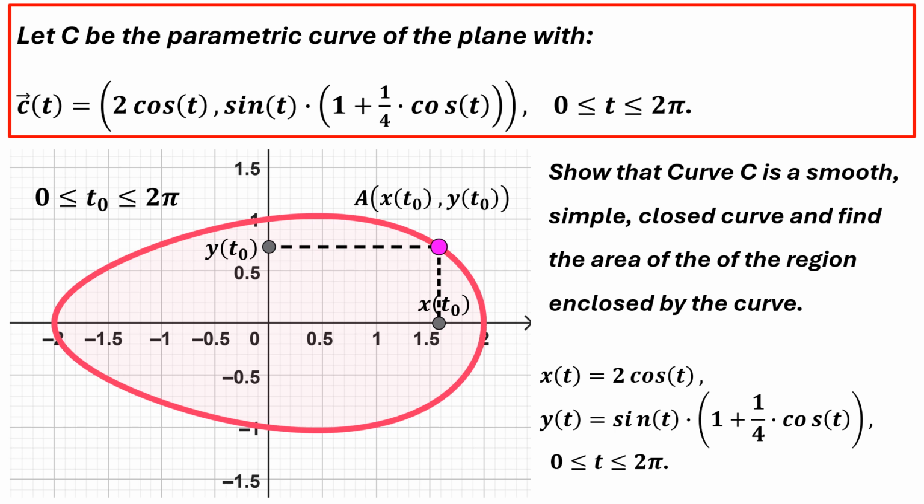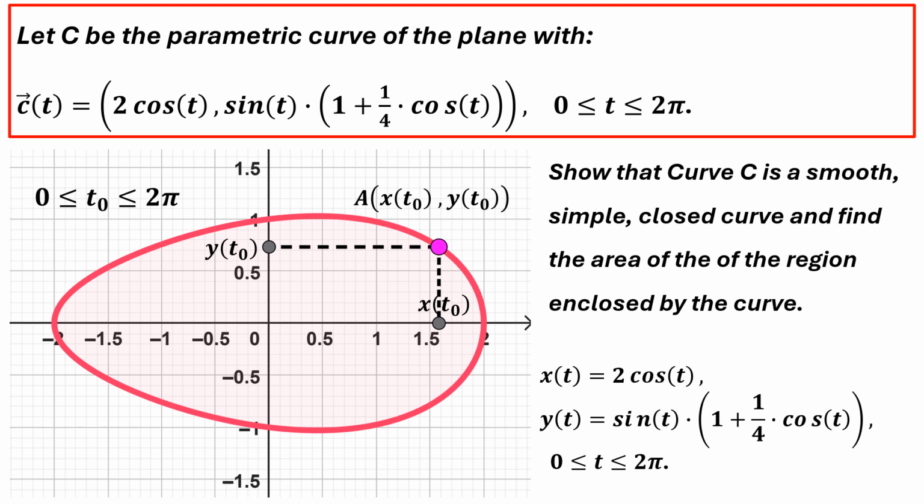Let C be the parametric curve of the plane with C(t) = (2cos(t), sin(t)(1 + 1/4 cos(t))), with t in the closed interval from 0 to 2π. Our goal is to show that curve C is a smooth, simple, closed curve and afterwards to find the area of the region enclosed by the closed parametric curve.